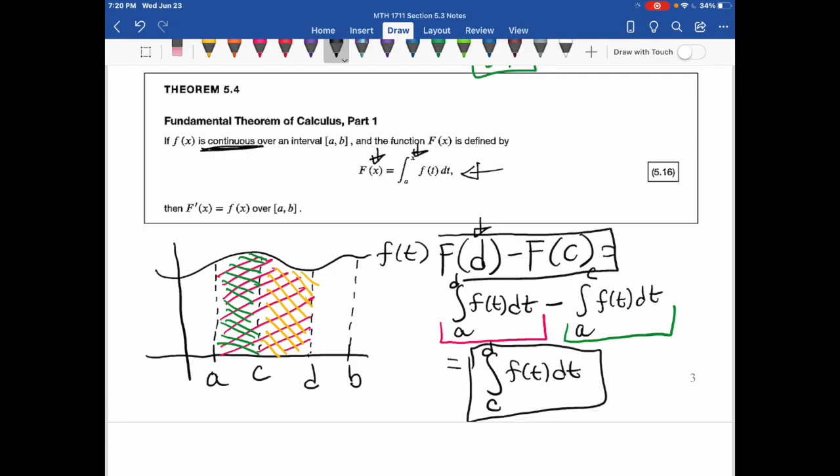So what we just showed was that capital F of D minus capital F of C is given by that integral using the limits from C to D of f of t dt. And that's what we have been using so far to calculate our definite integrals. So what this tells us is that if this is true, then the derivative of capital F is going to be equal to f of x over that interval AB.